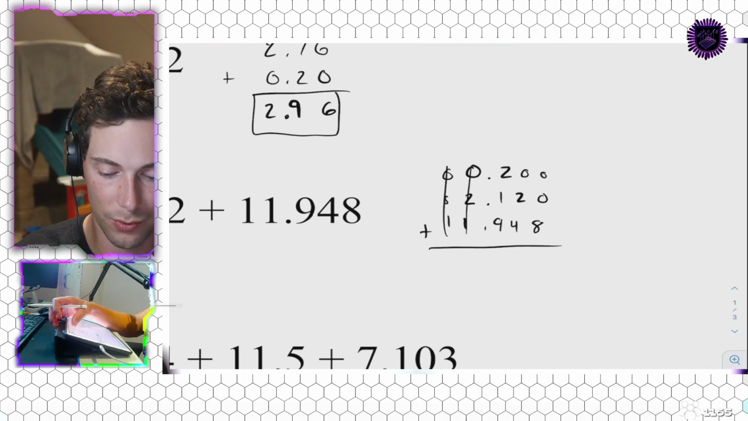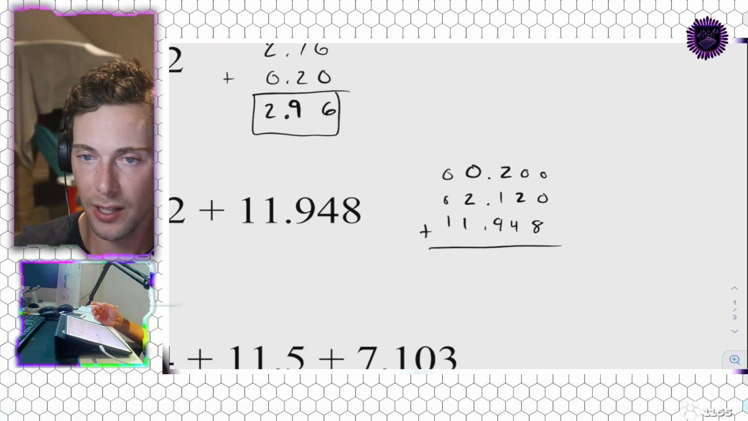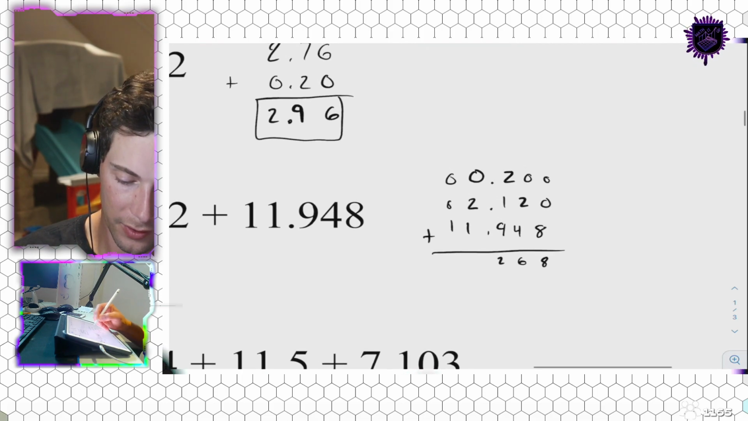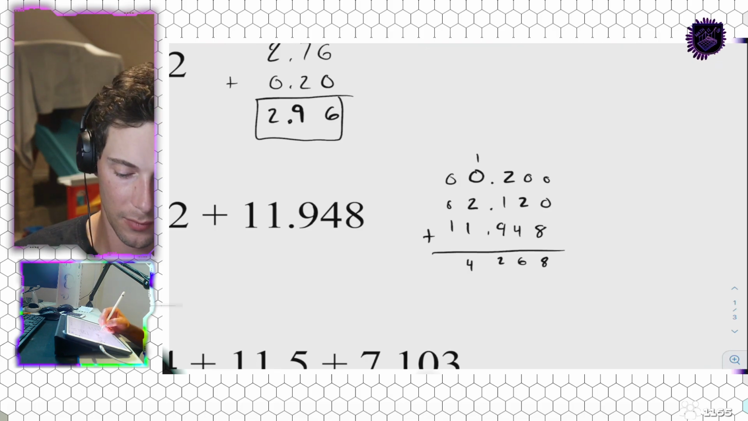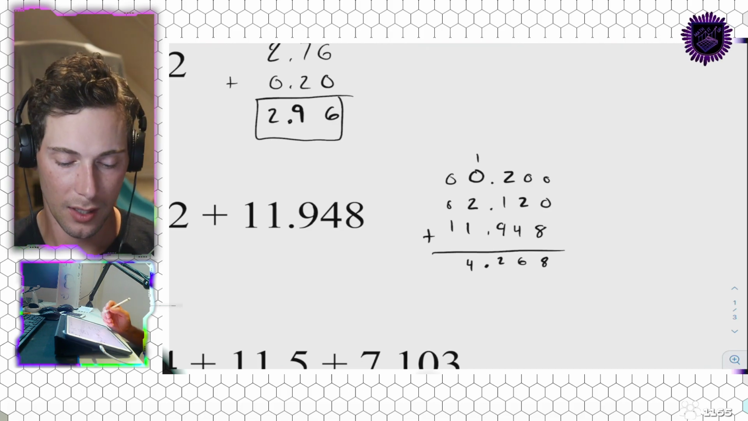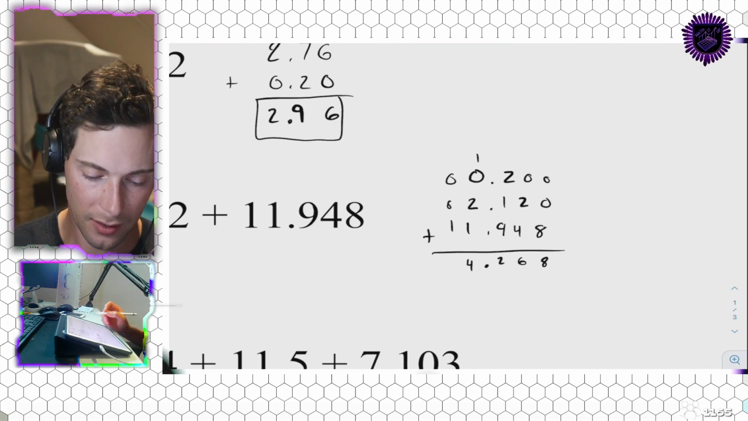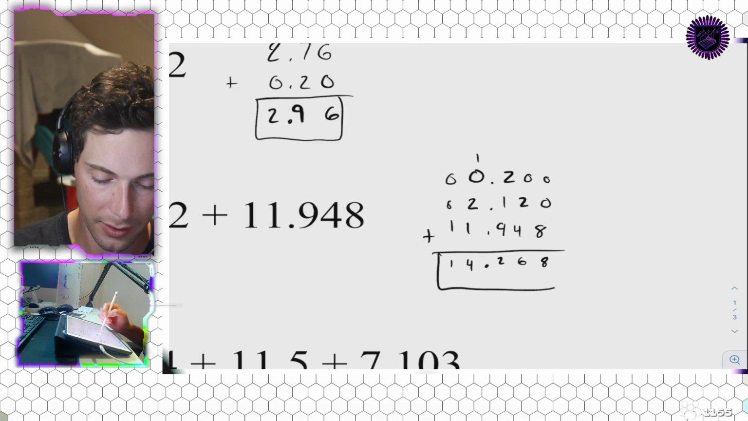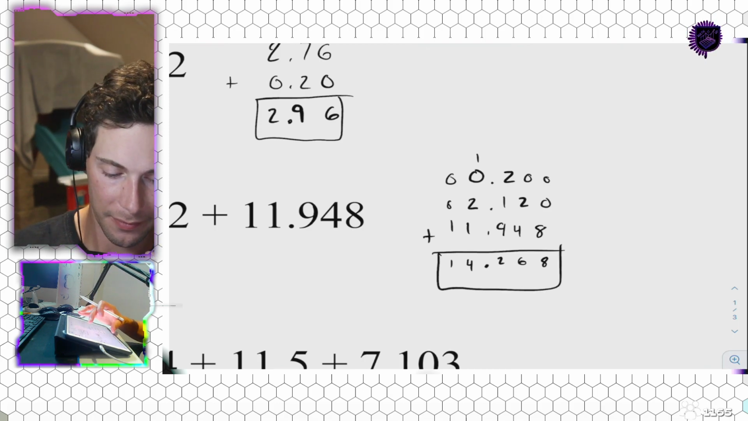But of course, we don't need to draw lines through things. We just want to make sure things line up. So 0 plus 0 plus 8 is going to be 8. 2 plus 4 is going to be 6. 2 plus 1 is 3. Plus 9 is going to be 12. Carry the 1. 1 plus 0 plus 2 plus 1 is going to be 4. I forgot one thing. Our decimal place. Let's make sure we include that. Our decimal place is super important. And in the last column, 1. So our answer is 14.268. Let's circle our answer. And let's move on.